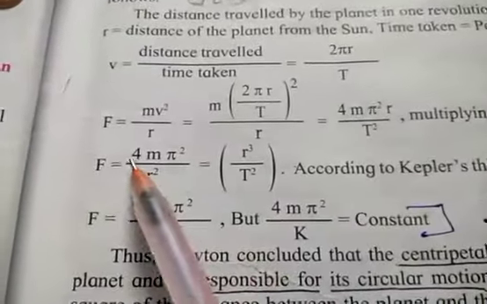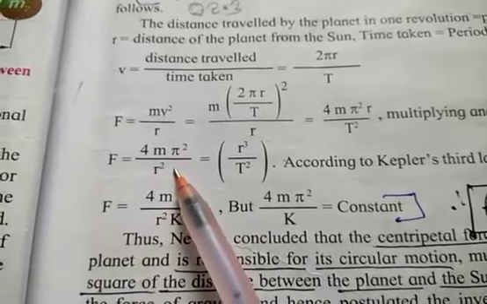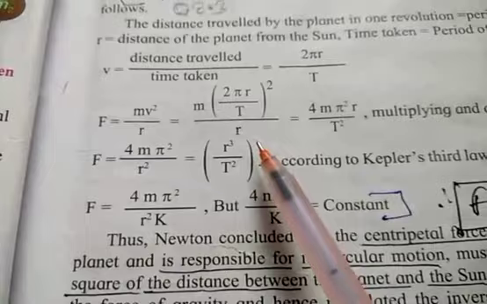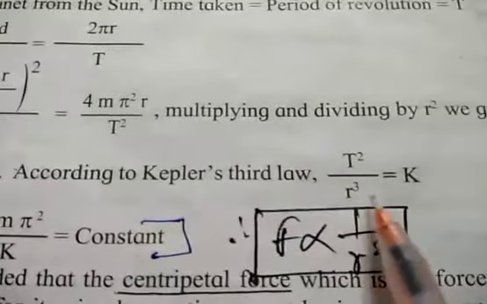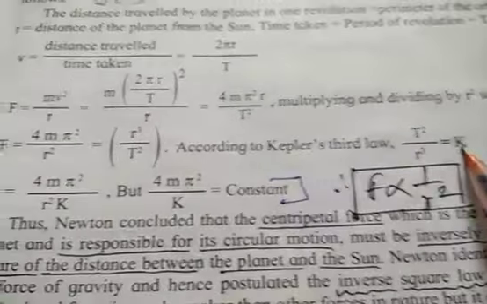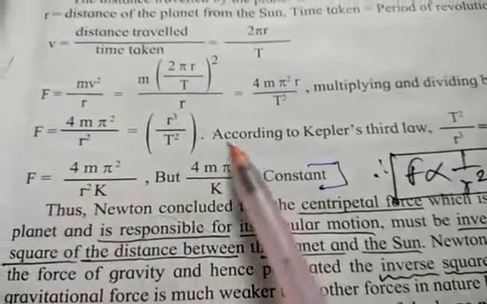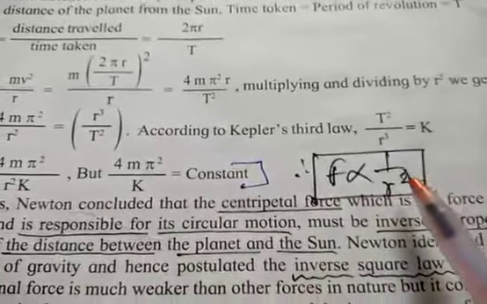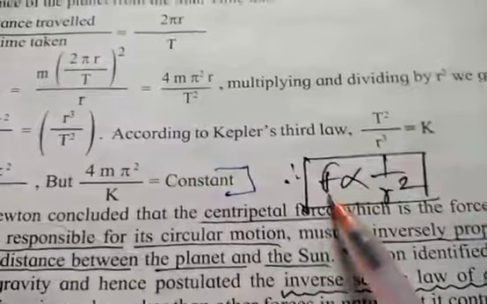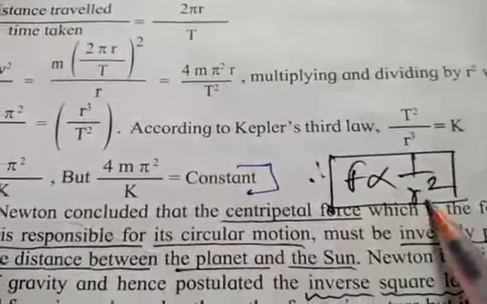The next term is 4m pi square upon r square. Afterwards we will get r cube upon T square, and according to Kepler's law, T square upon r cube is equal to k. This is considered a constant, and then we get that force is inversely proportional to r square, not directly, inversely proportional to r square.